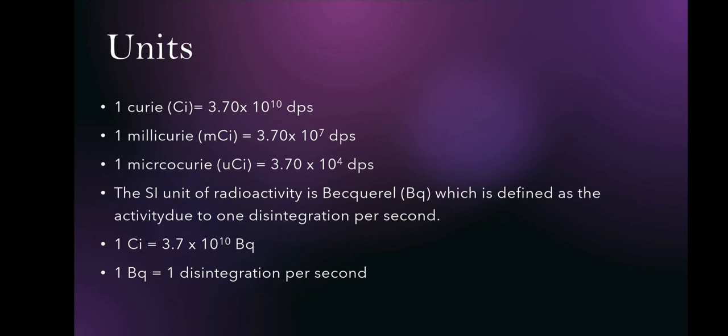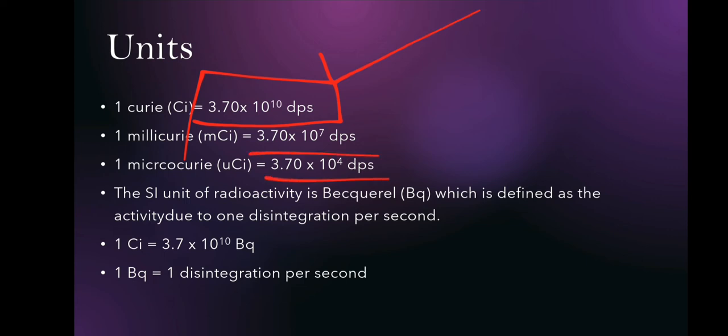Moving on, these are the units. 1 curie is equal to 3.7 into 10 to the power 10 DPS. And if I talk about radium-226, 1 gram of radium-226 gives such number of disintegrations. So 1 millicurie is equal to this, and 1 microcurie is equal to this.